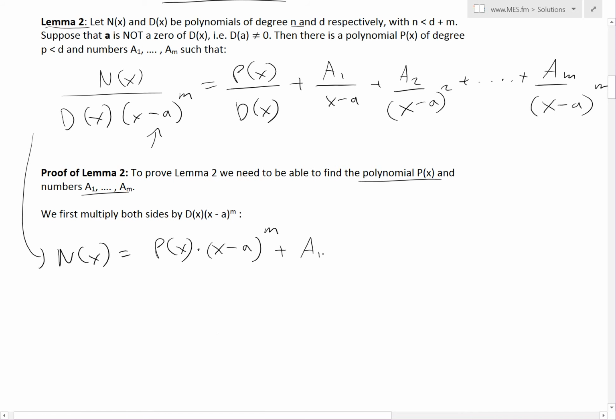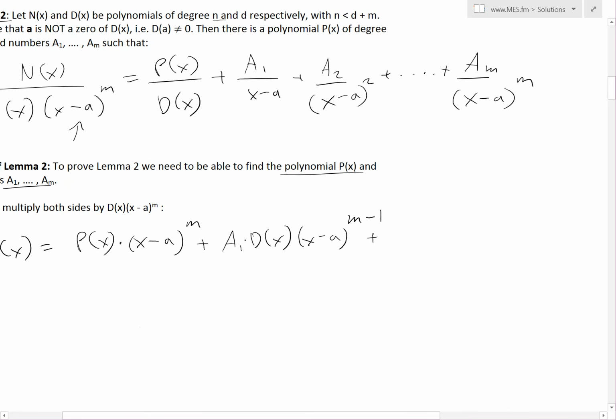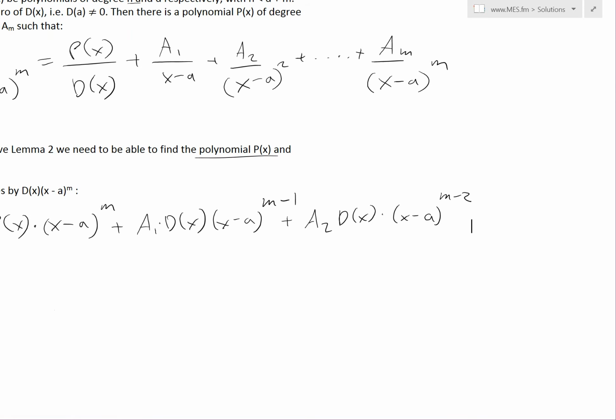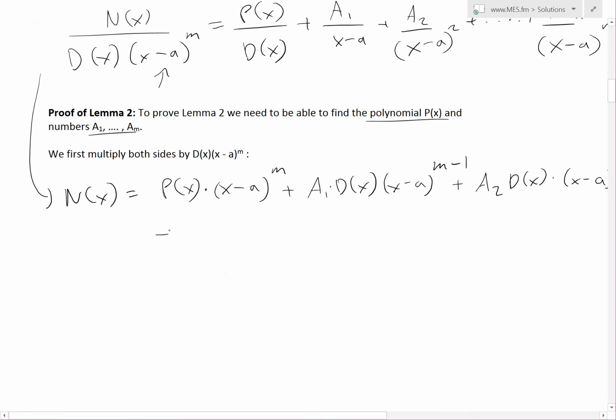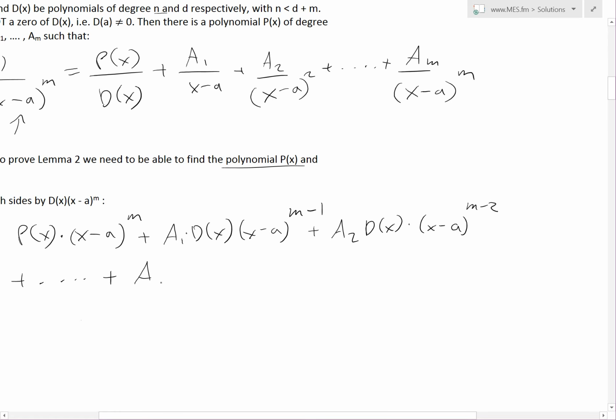Now here we get a1 times d of x, and we're going to have an x minus a to the power of m minus 1, because there's an x minus a there. We keep doing this all the way, so we get a2 d of x times x minus a to the power of m minus 2, because there's a power of 2 at the bottom. And then we keep going on and on, plus etc. Let's get to the second last term, which is a m minus 1.